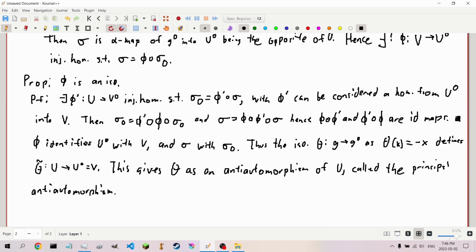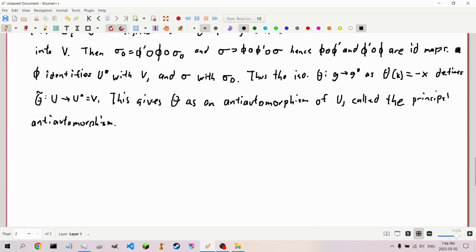Now, okay, I think we have time for one more topic here. Hopefully, we'll find out. That topic is going to be the symmetric algebra of a module. So we're going to let V be a K module.